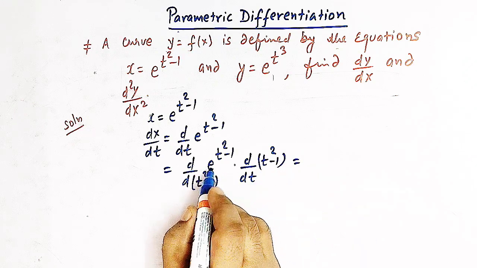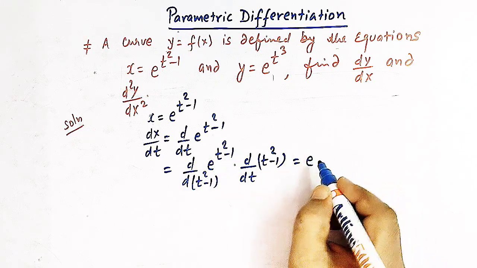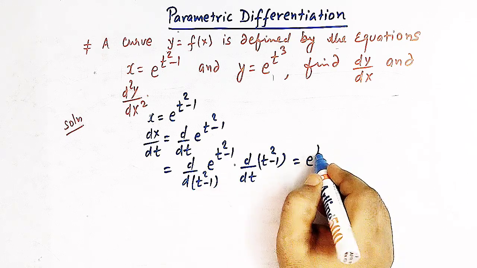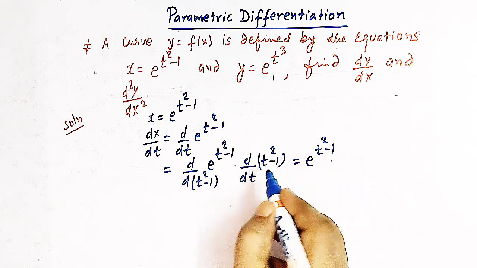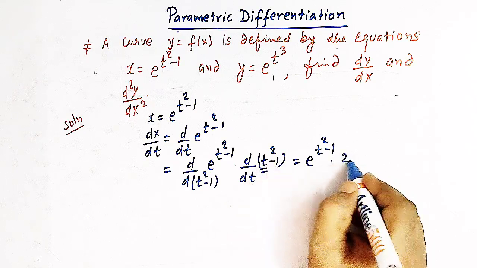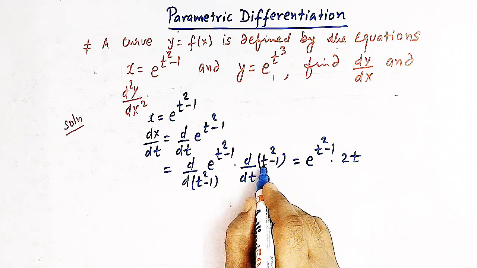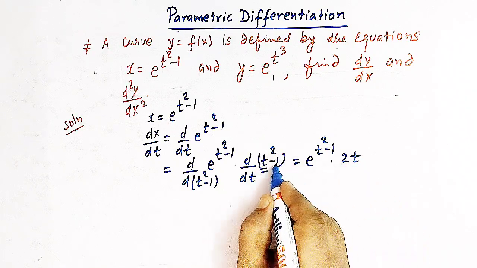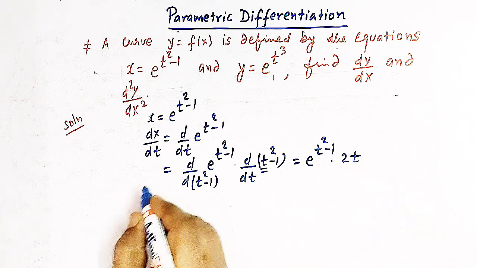Now the derivative of the exponential function is the exponential function itself. So here we have e raised to t square minus 1, and by chain rule the derivative of t square minus 1 is simply 2t, right? Because here the derivative of t square is 2t and the derivative of 1 is 0, being a constant, right?